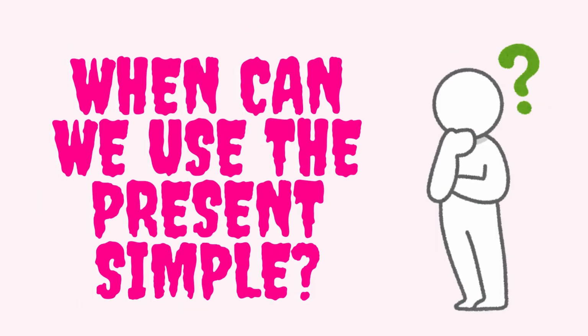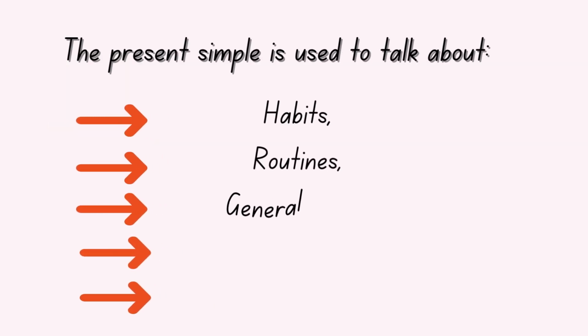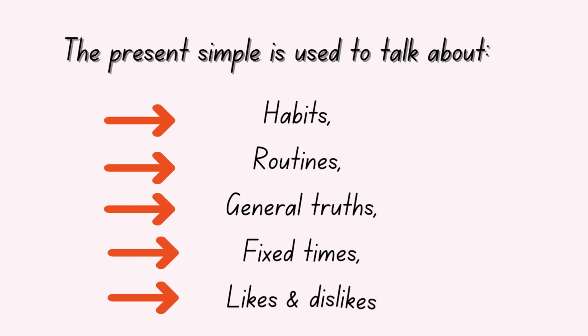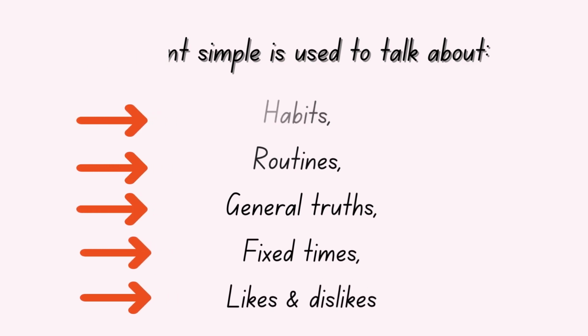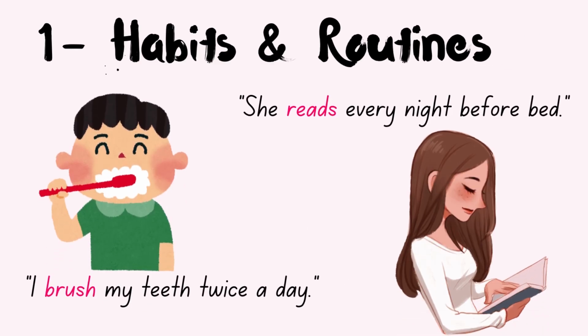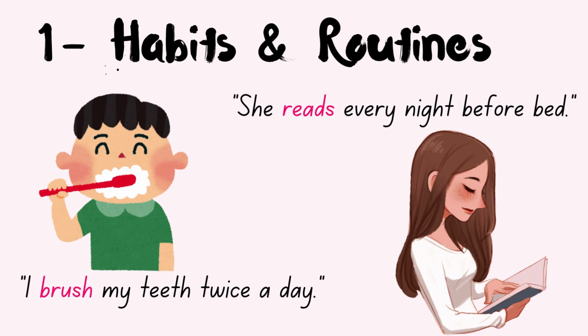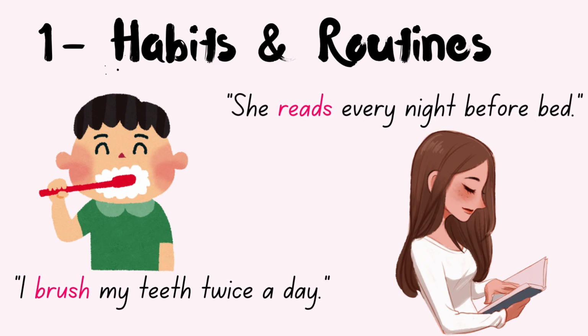Now to the question, when can we use the present simple? The present simple is used to talk about habits, routines, general truths, fixed times, likes and dislikes. 1. Habits and routines. For example, I brush my teeth twice a day. She reads every night before bed.